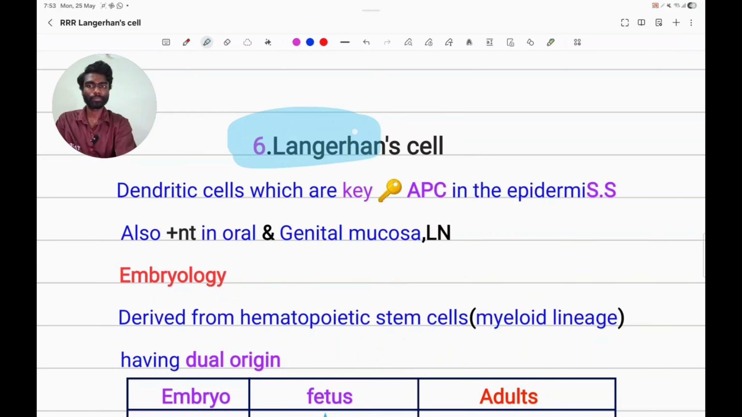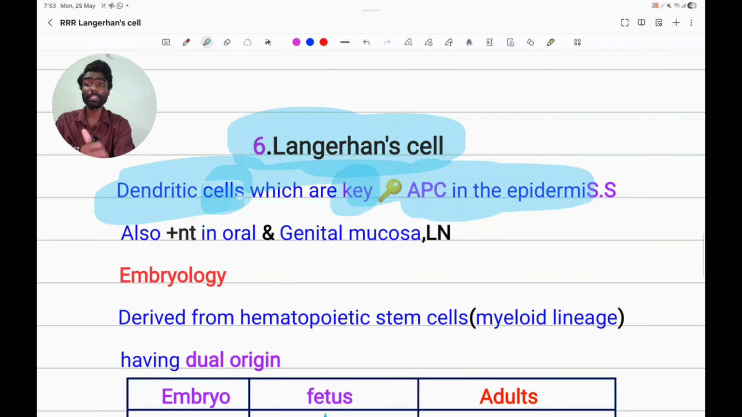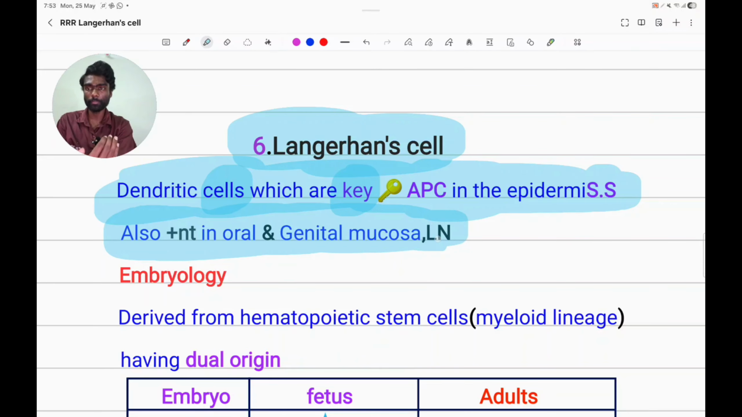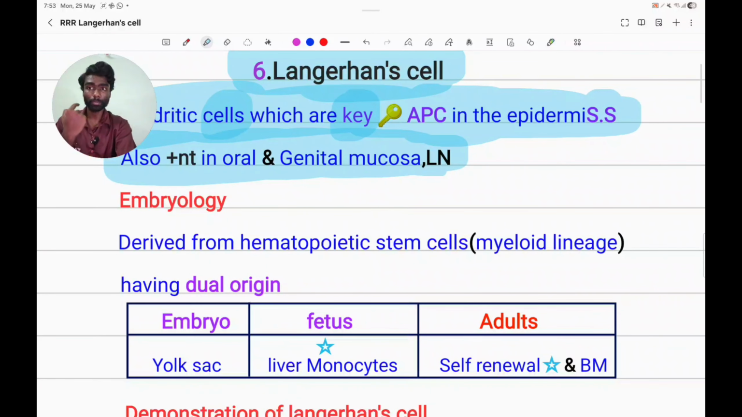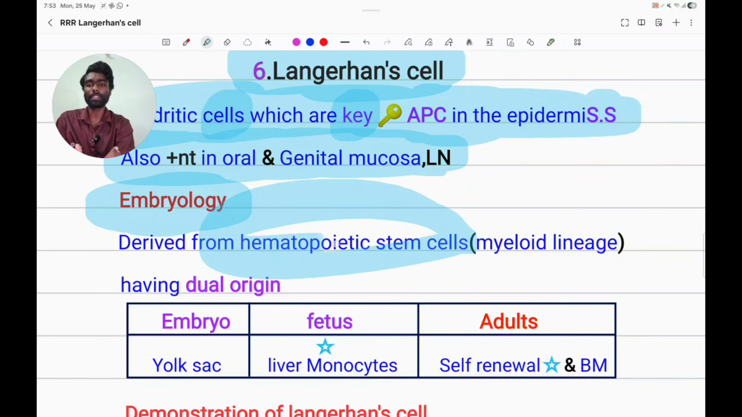Langerhans cells. These are dendritic cells which are key antigen presenting cells in the epidermis, particularly in the stratum spinosum layer. They are not only present in the skin, they are also present in oral mucosa, genital mucosa, lymph node, thymus, crypts of tonsils.